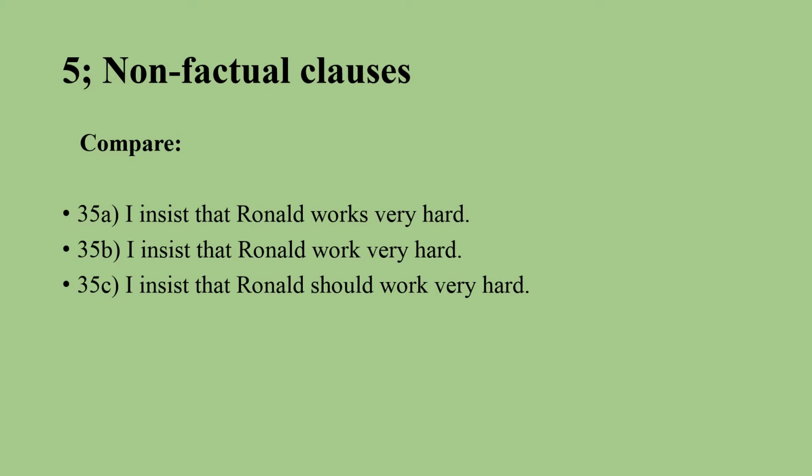Non-factual clauses. We have now considered four kinds of clauses: full statement, full question, infinitive, and gerund. The next kind of clause resembles the full statement, but actually is different. For example, the sentences like 35A, 35B, and 35C. I insist that Ronald works very hard. I insist that Ronald work very hard. I insist that Ronald should work very hard.